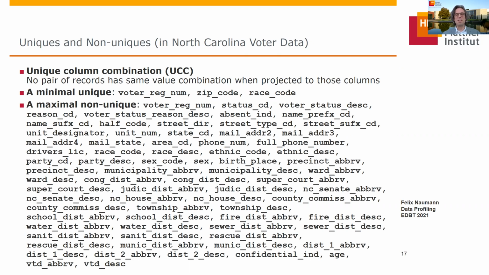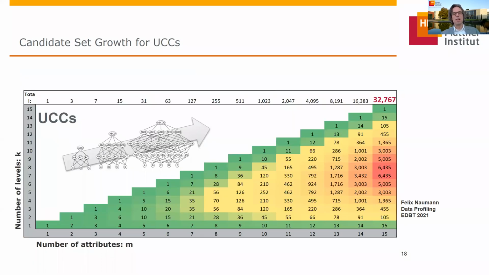And this here is an overwhelming maximal non-unique. So this is saying if you put together all those columns, you still do not have a key. And keep in mind, it still includes the voter registration number. So again, this could be a data quality problem. Okay, so this already looks quite interesting. Unfortunately, it's also quite difficult.